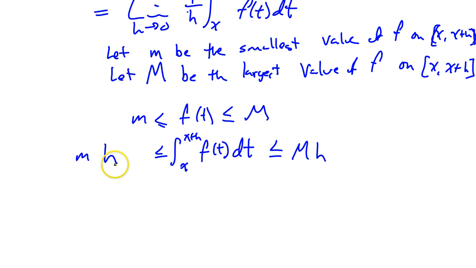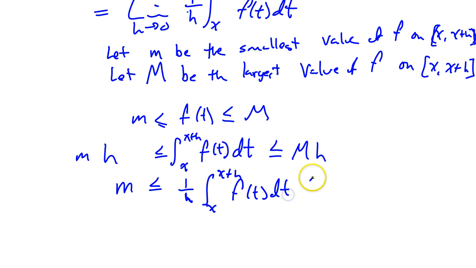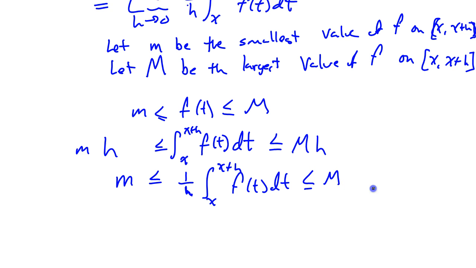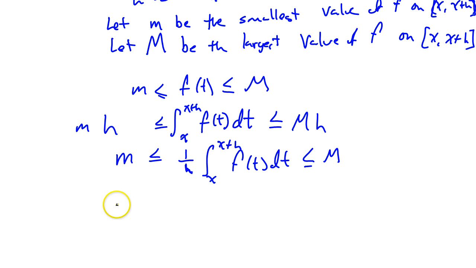So for argument's sake, I'm going to assume h is positive. So divide by h, I got m less than or equal to 1 over h times the integral from x to x plus h of f of t dt is less than or equal to M. Okay. Now, look at what happens as h goes to 0.